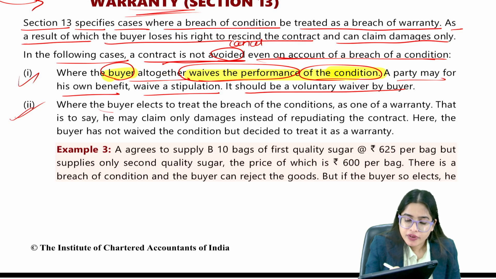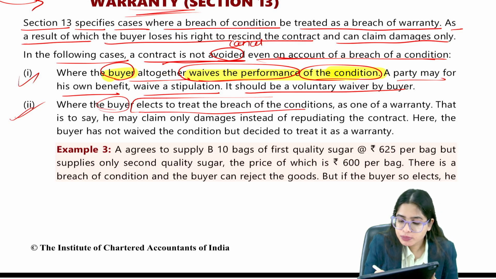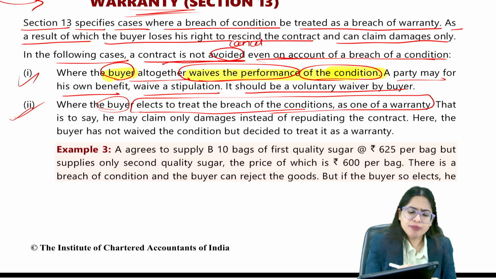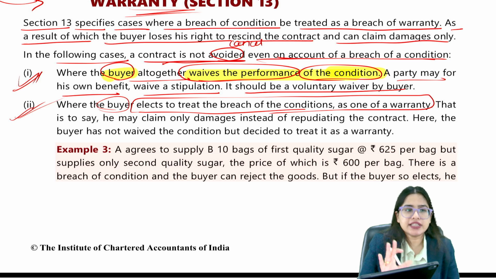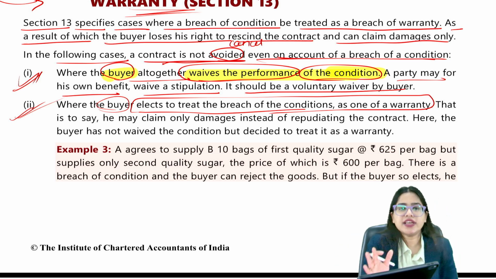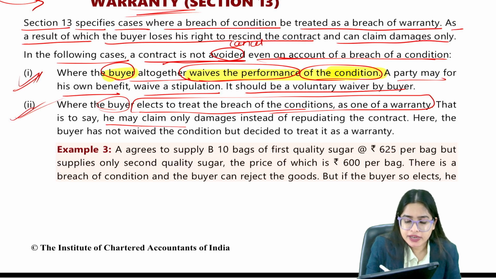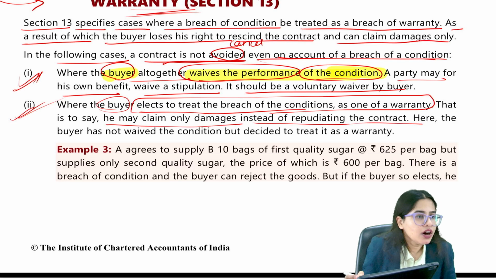Point number 2, where the buyer elects to treat breach of condition as a breach of warranty. It is a similar point, only 1 and 2 are similar. The buyer himself says, okay, I will not cancel the contract. I will not treat it as a breach of condition. I will treat it only as a breach of warranty. That is to say, he may claim only damages instead of cancelling the contract.